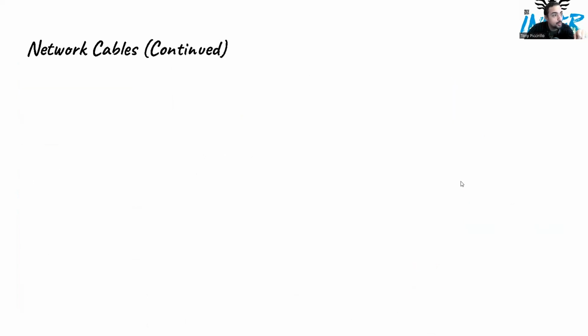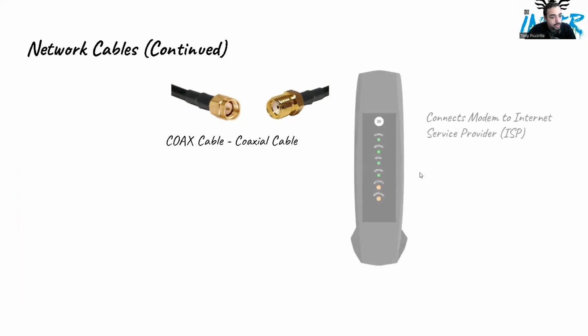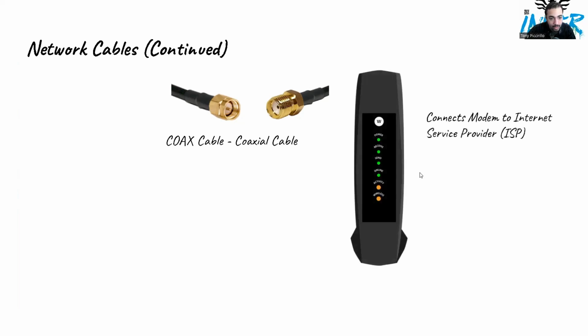Next, we have coaxial or coax cables. Coax cables are electrical cables that are used to transmit high-frequency signals over long distances. They can transmit signals with minimal signal loss and are more resilient to physical damage, which is why coax cables are used for modems and cable boxes that need to connect back to an internet or cable service provider.